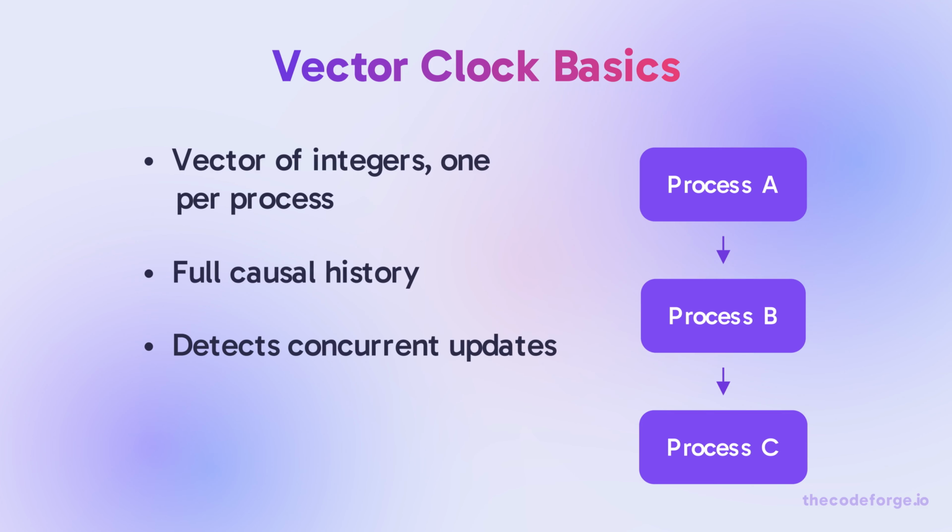Vector clocks extend Lamport clocks by maintaining a vector of counters, one per process. On send, increment your own entry and send the whole vector. On receive, merge by taking the element-wise max, then increment your own entry. Now you can detect concurrency. If two vectors are incomparable, the events are concurrent.